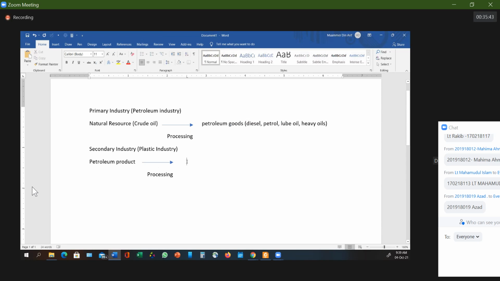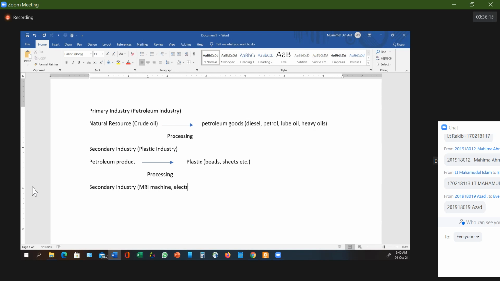And the output in this case is plastic. It may be plastic beads, sheets, etc. So this is the secondary industry. Then this goes to another secondary industry, which is the MRI machine.